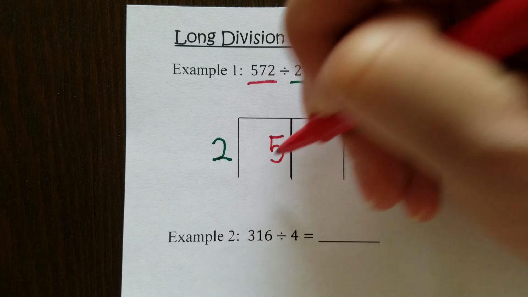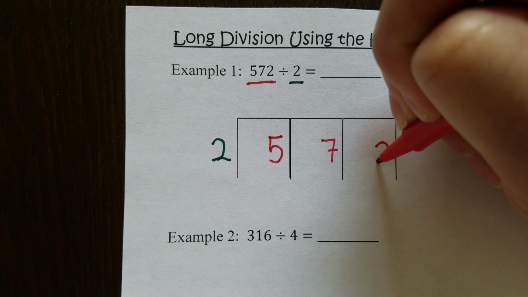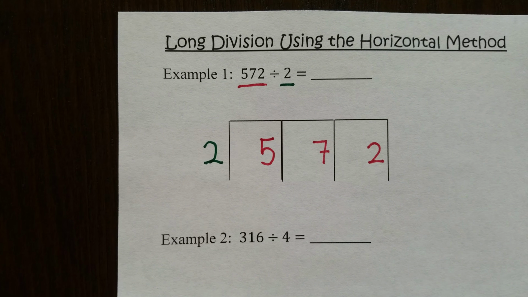So 5 is going to go here, that's the hundreds place. 7 is going to go here, it's the tens place. And the 2 is going to go here. So essentially, the place values are being put into these upside down boxes.